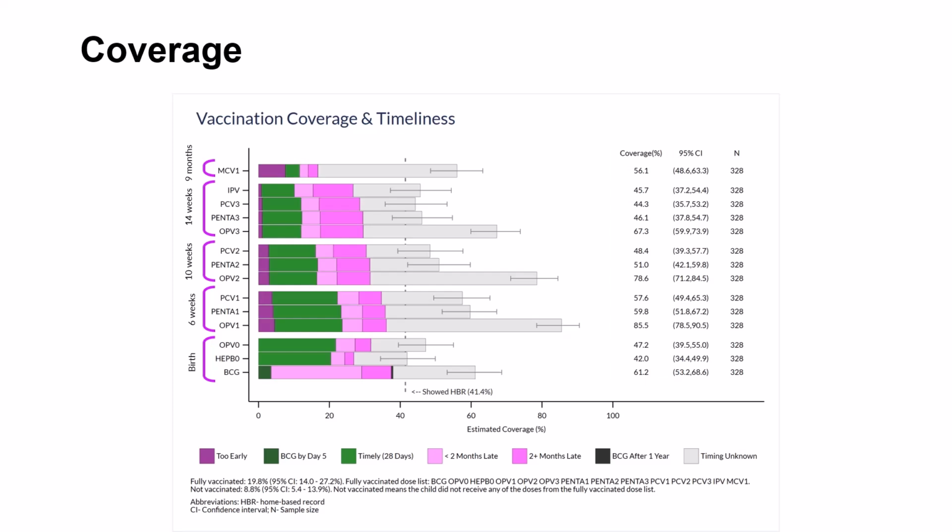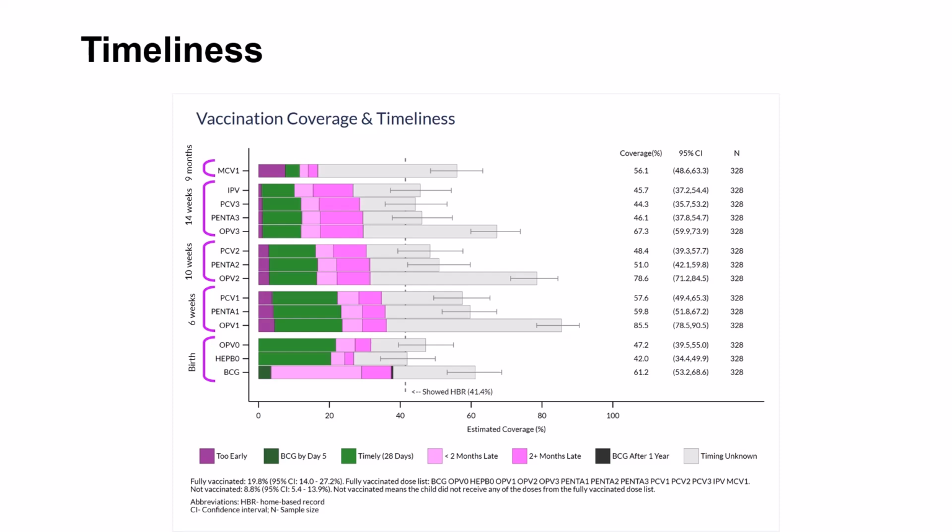When exploring vaccination coverage using a VCTC, you'll first want to look at the overall pattern of coverage. In this example, coverage spans from a low of 42% for Hep B0 to a high of 85.5% for OPV1, with many of the other values falling into the 40 to 50% range. Of course, ideally, all of the bars would extend all the way to 100% coverage.